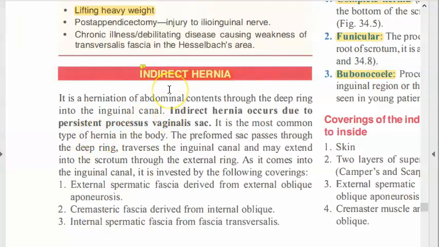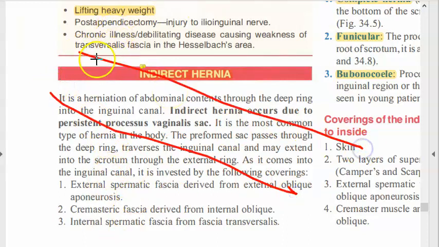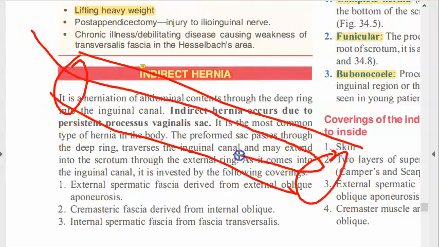It is indirectly coming out of some space, right? So basically it is coming out of this inguinal canal. Here you have the deep ring, here you have the superficial or the external ring. So via this the viscera is coming out. So that is indirect hernia. Indirect, one of the types is inguinal hernia.